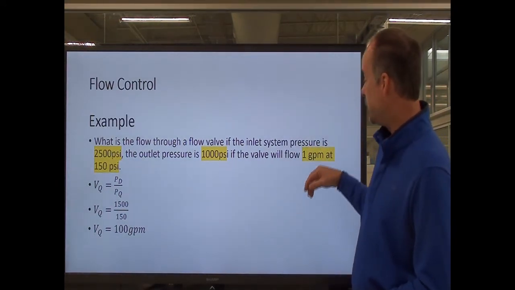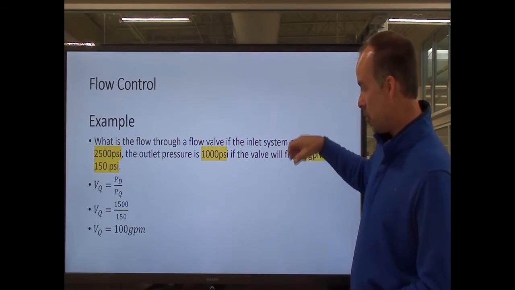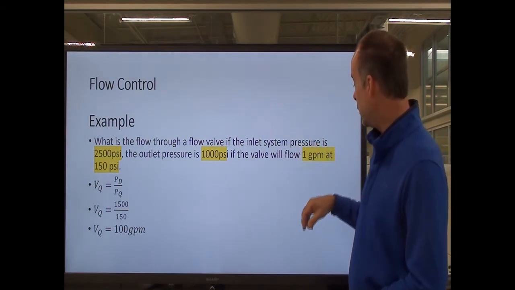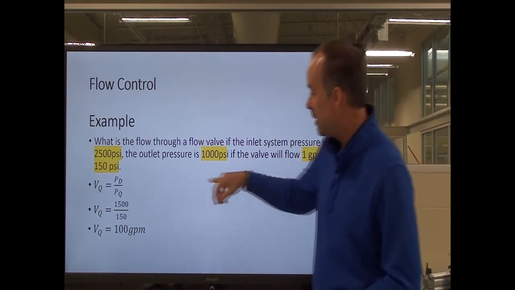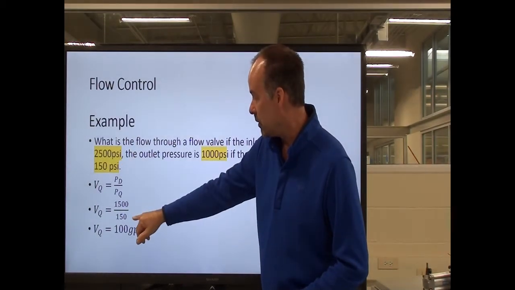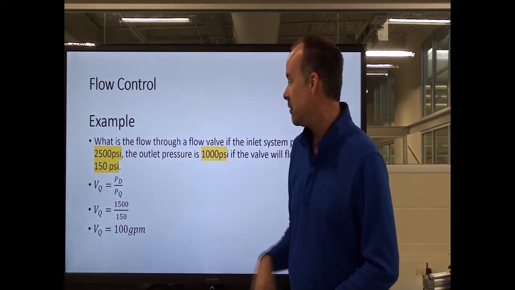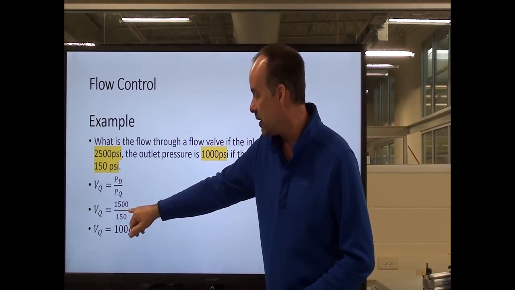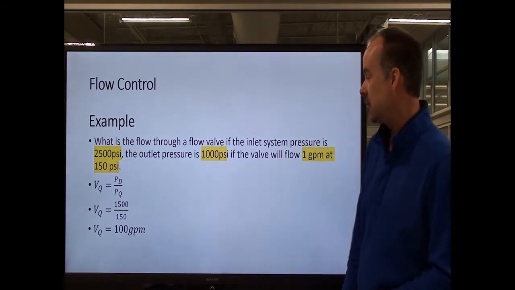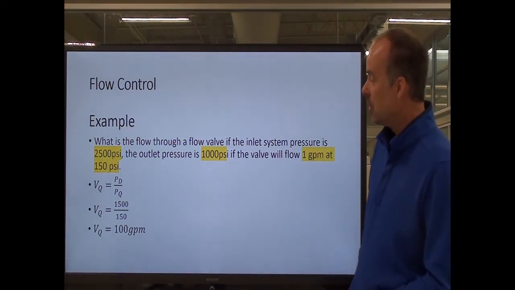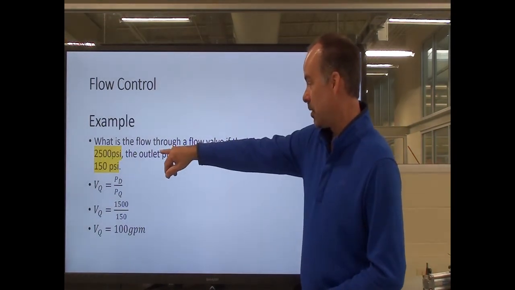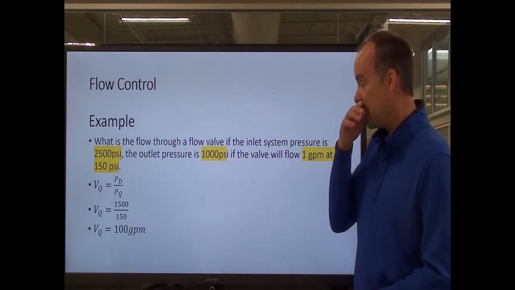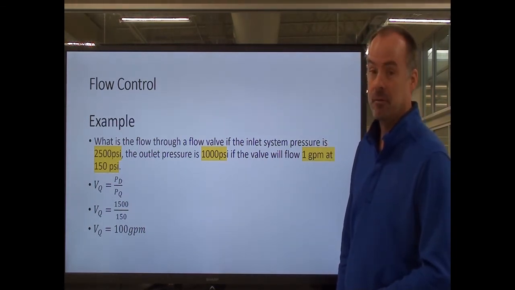So let's just say I did that. I opened my valve up, so I gave it more room to flow through the needle. So now I'm flowing 1 gallon per minute at 100 psi. If the pressures stay the same on the in and out, and I take this and divide it by 100 now instead of 150, I'll be flowing 150 gallons per minute just by changing that adjustment. Or if I change the pressure on the input or the pressure on the output, that will also have an impact on the amount of flow through that flow control valve.